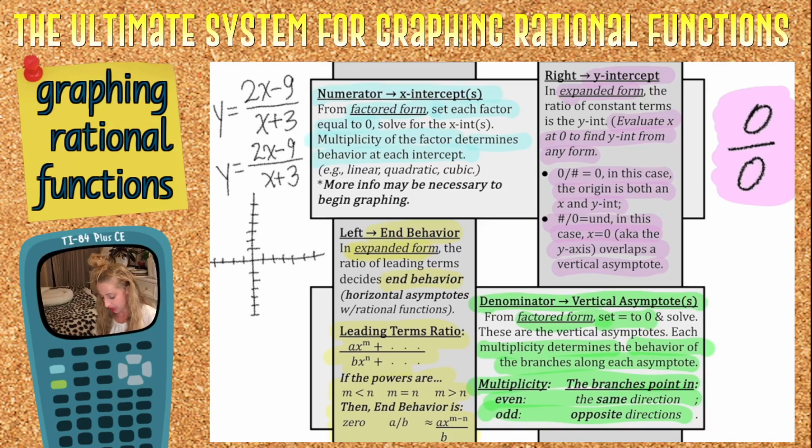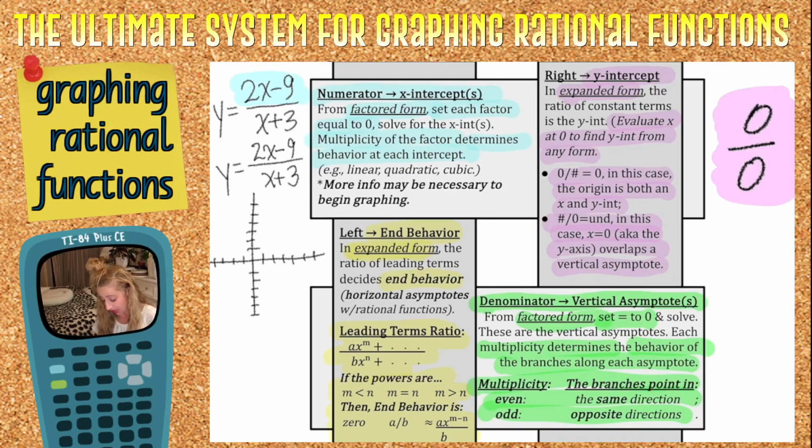So first thing, the numerator. If you can factor your numerator, you're going to do so. This is already prime in a way. It's linear. I can't factor it unless you wanted to take out the 2 and make it 2 parentheses x minus 4.5, but whatever. From factored form, typically you would set each factor equal to 0, and solve for the x-intercept.